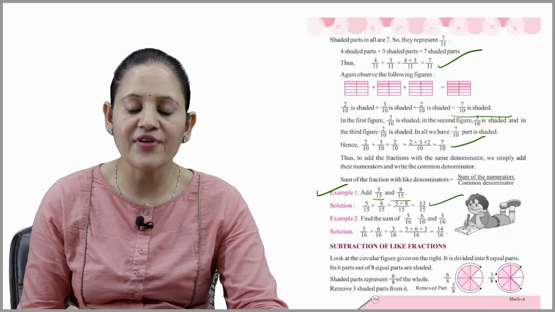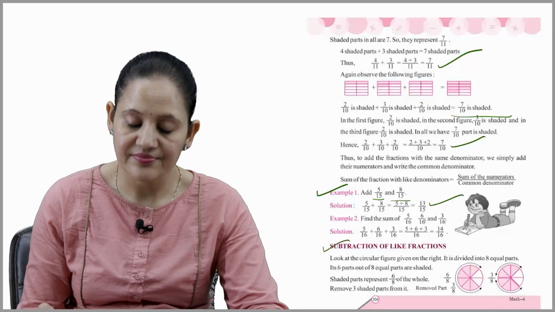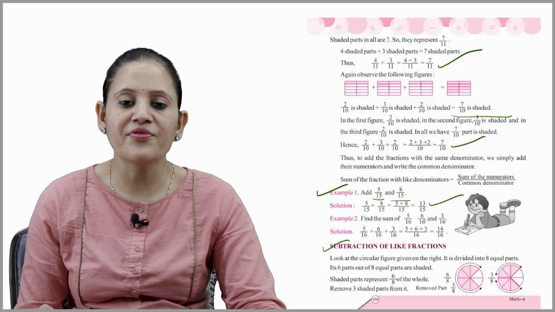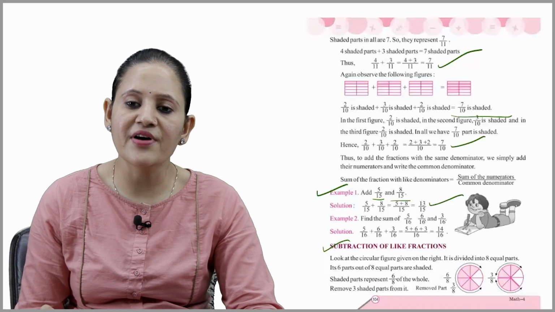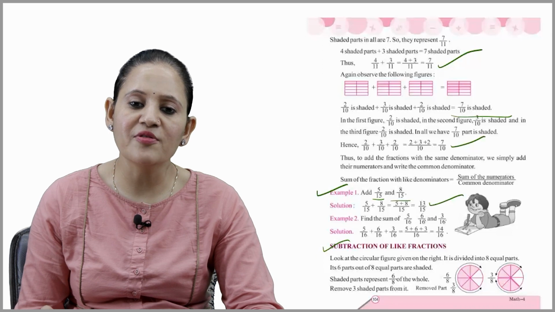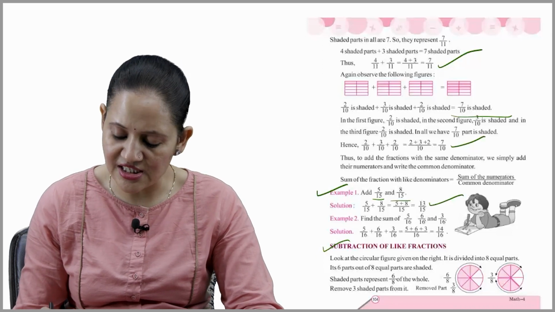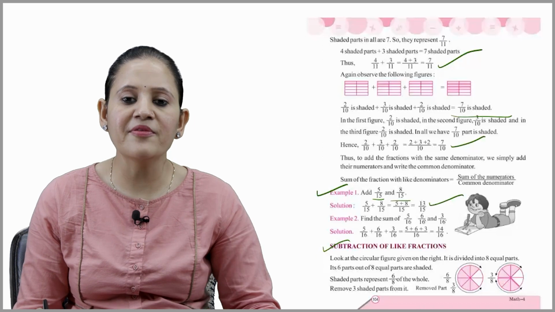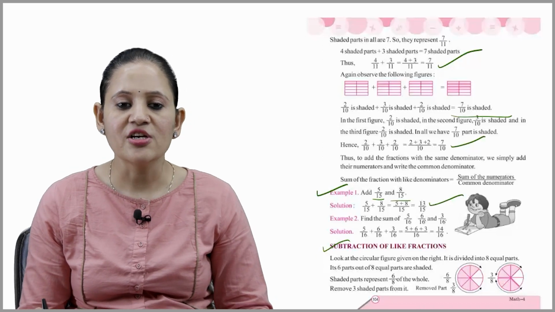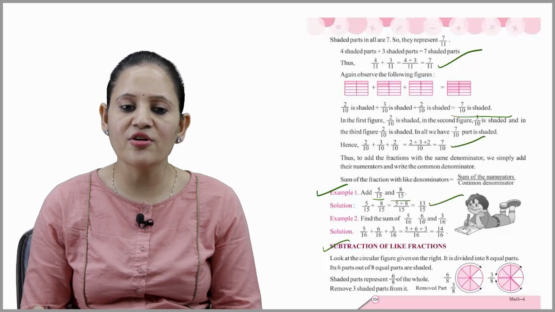Next is subtraction of like fractions. Look at the circular figure given below on the right. It is divided into 8 equal parts. Its 6 parts out of 8 equal parts are shaded. So here you can see the circle. 8 equal parts में divided है. Out of that 6 are shaded. So that will represent 6 by 8 of the whole.